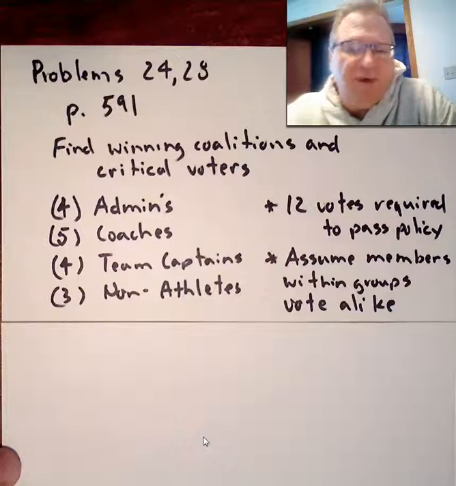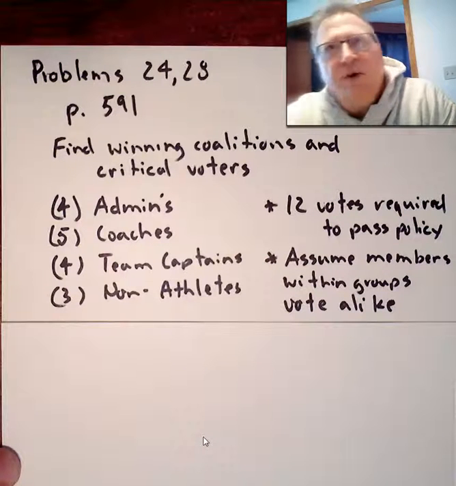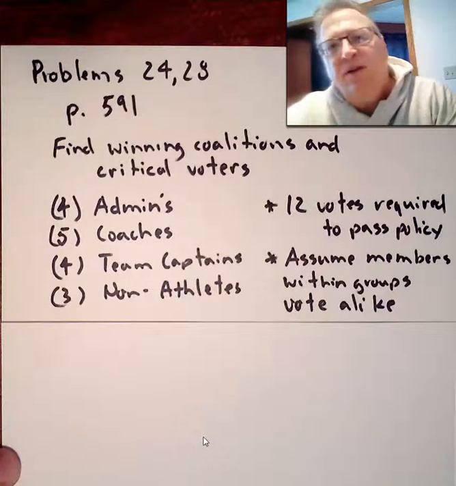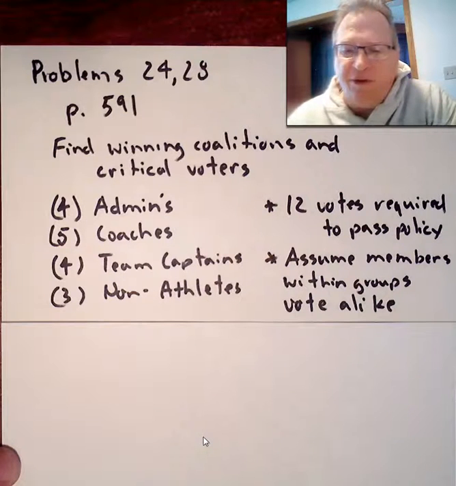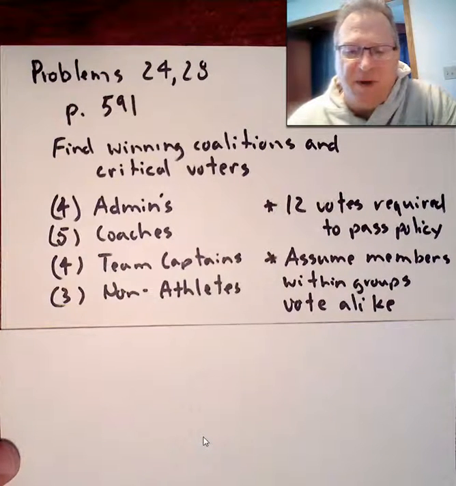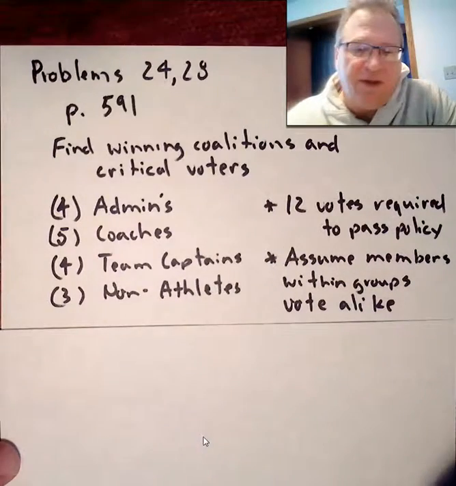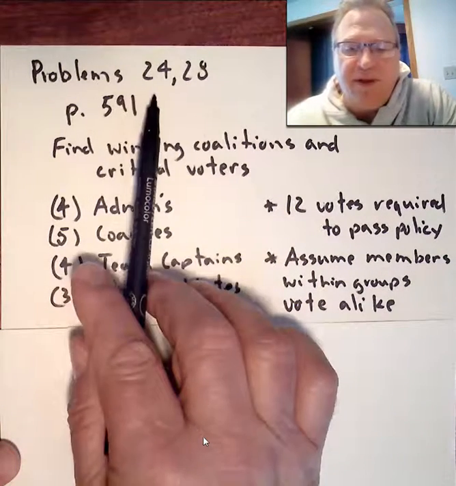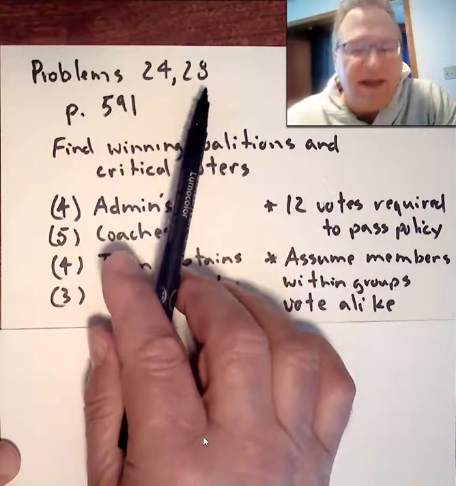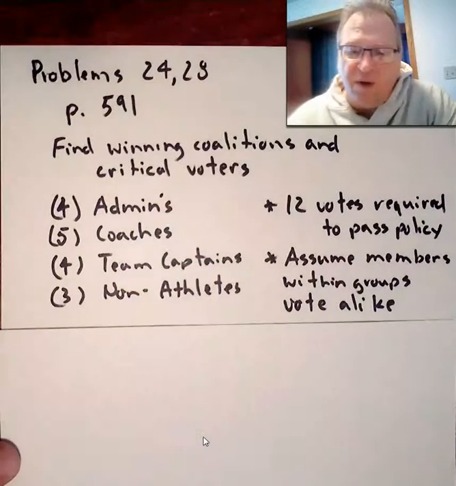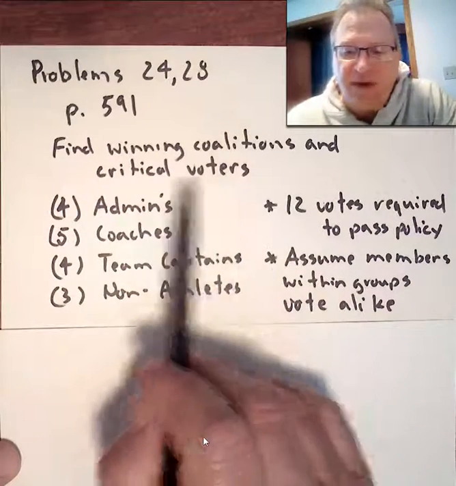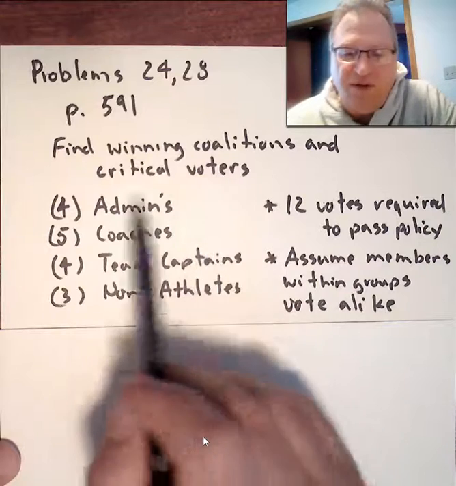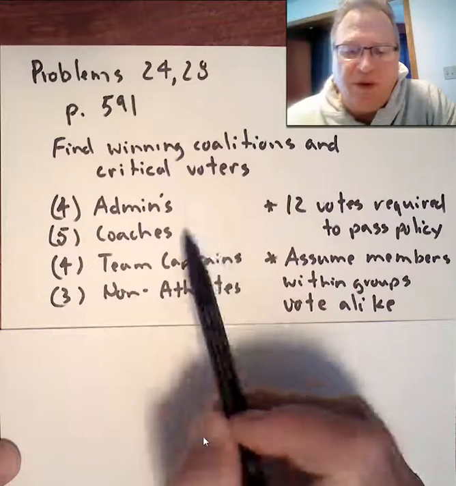In a weighted voting system, each voter has a certain weight tied to their vote. Our author showed us a method of modeling this. But first, I'd like to let you know I'm doing problem 24 and the associated problem 28 on page 591. We are asked to find the winning coalitions and the critical voters for this situation that we're about to describe.